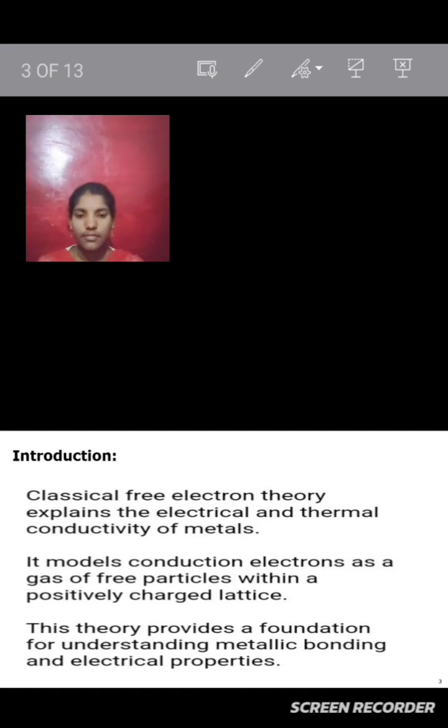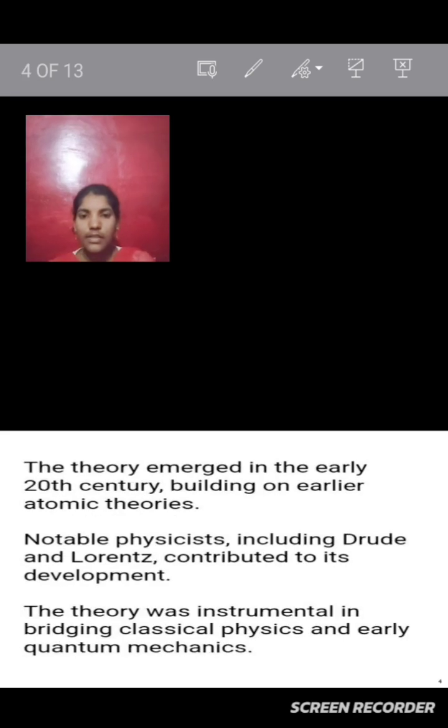And this classical free electron theory, also known as the Drude-Lorentz method, describes the behavior of electrons in metals. This theory emerged in the early 20th century, building on earlier atomic theories. Notable physicists, including Drude and Lorentz, contributed to its development. This theory was instrumental in bridging classical physics and early quantum mechanics.